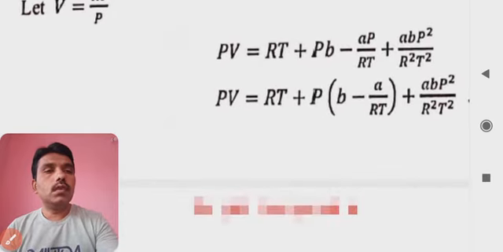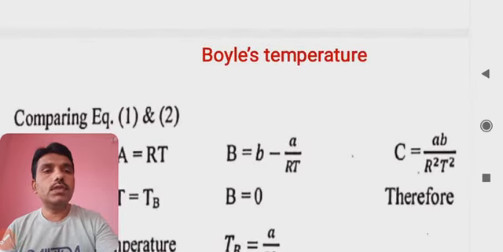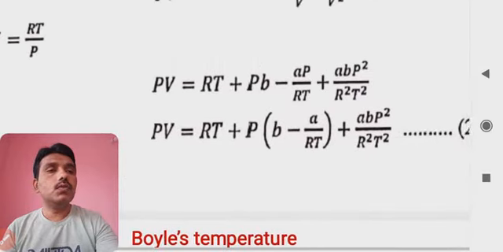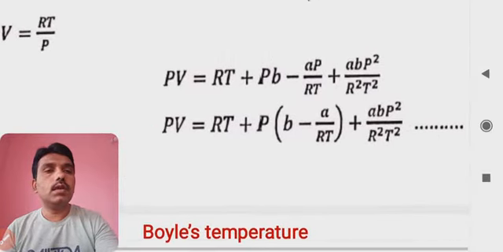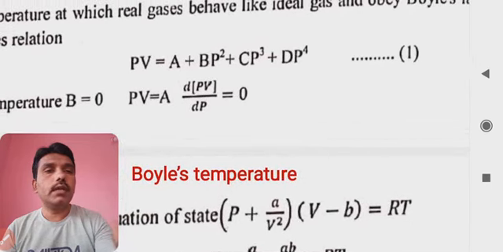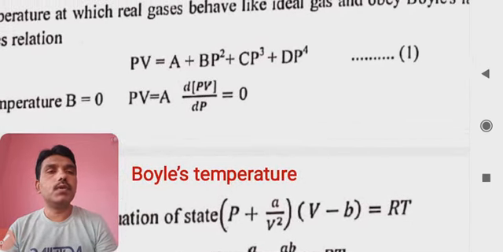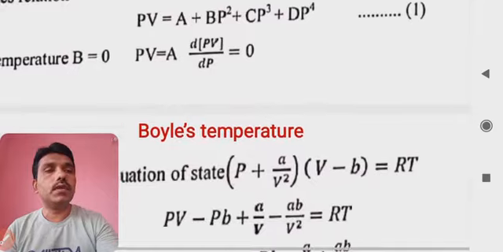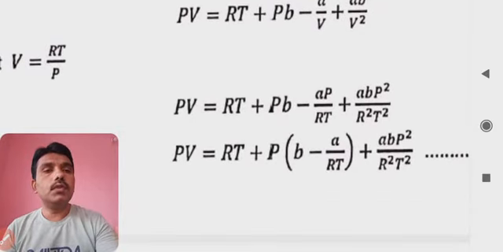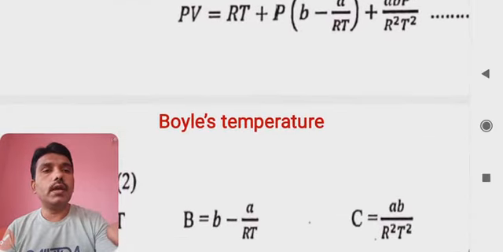And now considering these equation 1 and 2, comparing, this is what the equation 2, ह्याला जर equation 2 म्हणलं आणि equation 1 तर आपल्याकडे ऑलरेडी आहे, PV is equal to A plus BP square plus CP cube plus DP raised to 4 is to be there. So comparing these two, what we have, A is equal to RT.